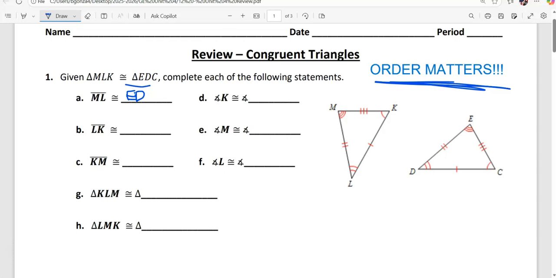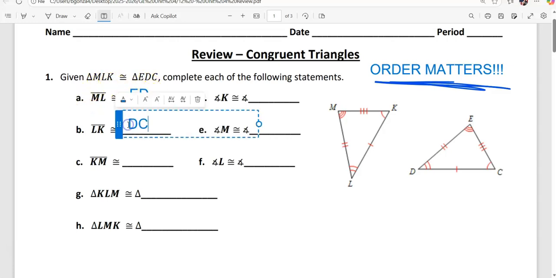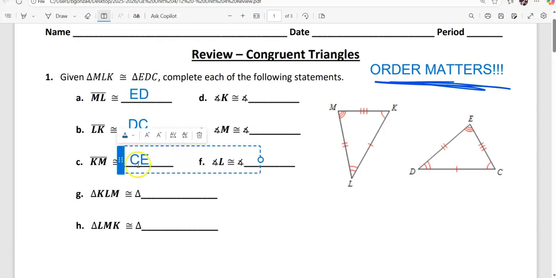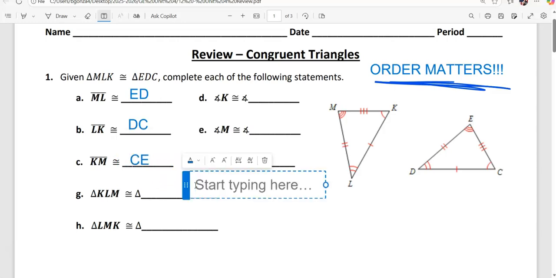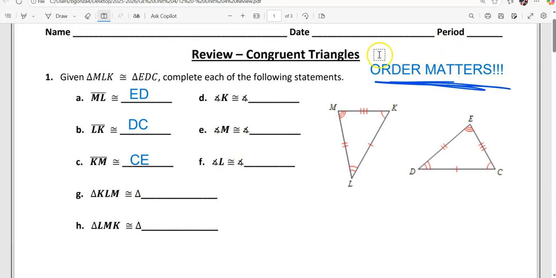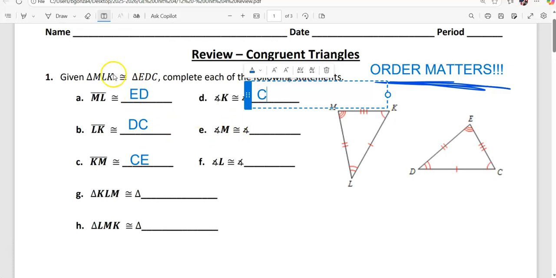Cool. LK, second and third letter. So DC, second and third letter. K and M, third and first. C and E, third and first. Again, order matters. Order matters. K is the third letter. C is the third letter. M is the first. E is the first.